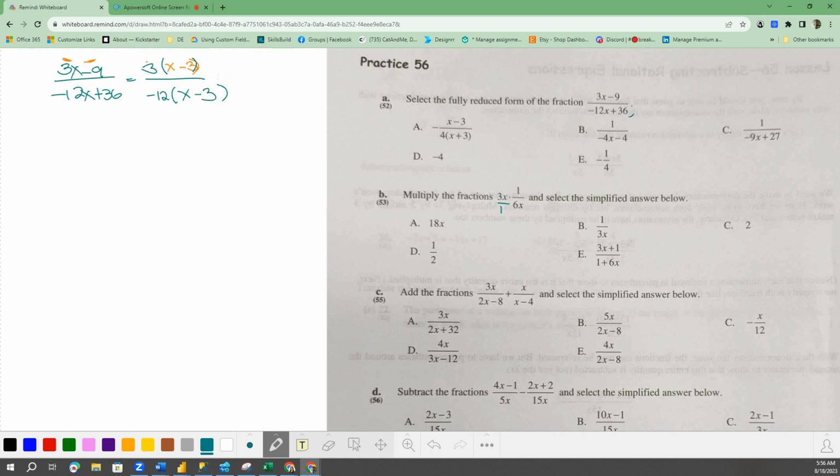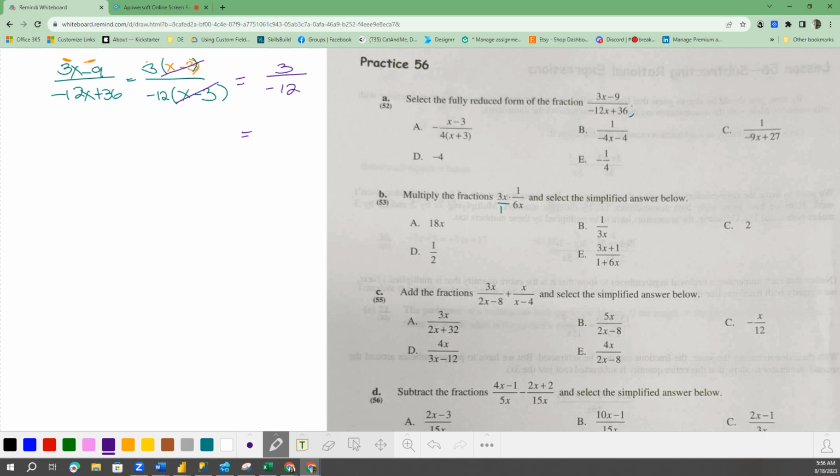Now, if you look at this one, the numerator and the denominator both now have two factors. Are they common factors? Yes, they are, right? So you can cancel out the parenthesis x minus 3 and x minus 3. That's one of the common factors. So now you will be left with 3 over negative 12. Is this already simplified? Not yet, because you can still divide them both by 3, okay?